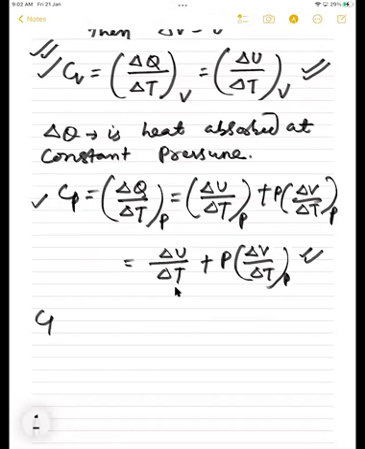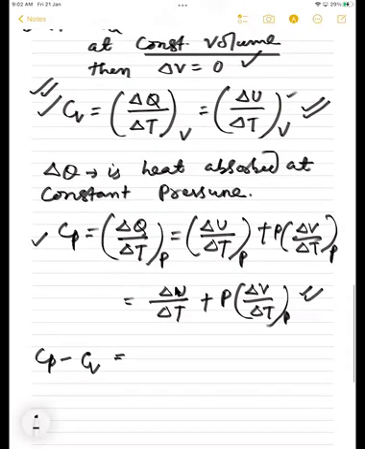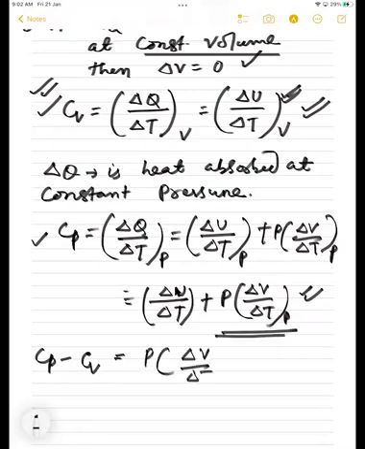Students, we can now make Cp minus Cv. If I make Cp minus Cv, then this part, du by dt, will be cancelled, right? Then only this part will be there: P into delta V by delta T at constant pressure, correct?